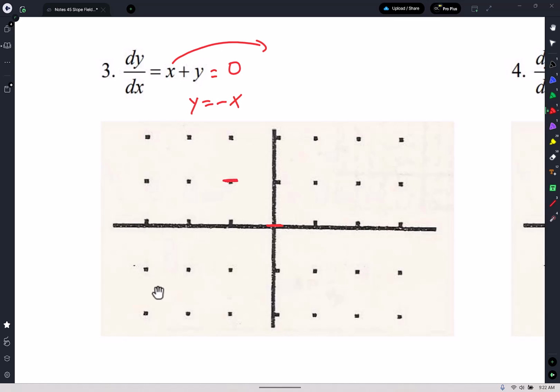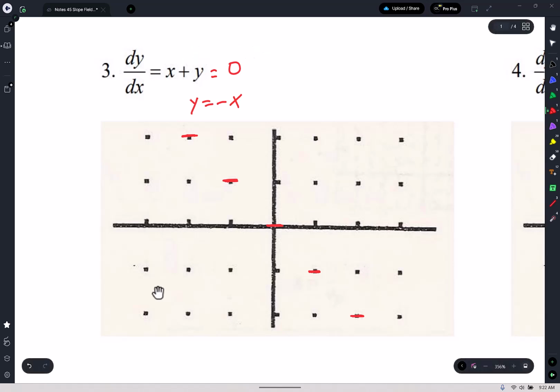At negative 2, 2, 0. At 1, negative 1, 0. At 2, negative 2, 0. You guys see that? And then from there, I tell them to focus on a column. And you're going to see a pattern real quick.